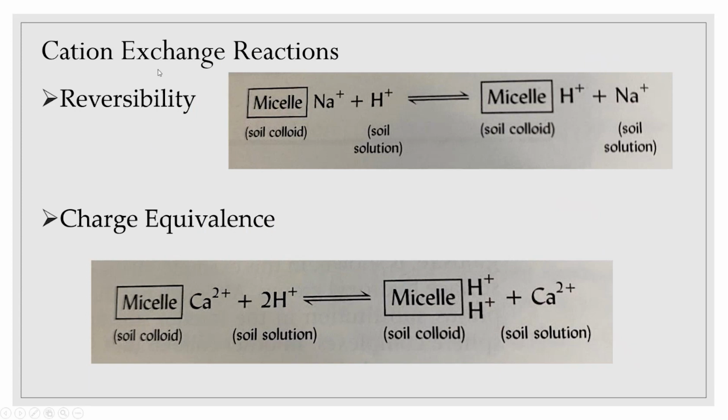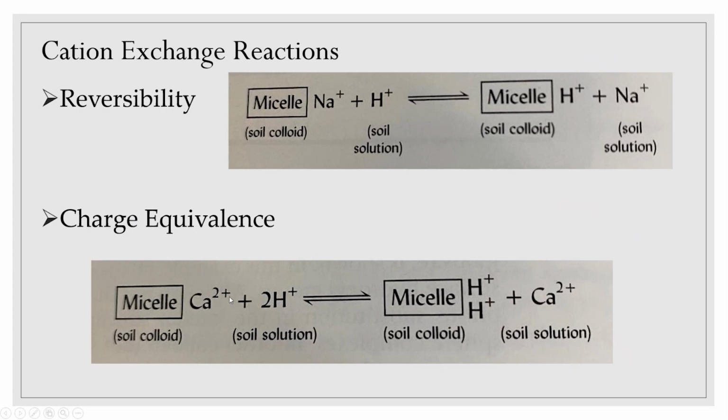Just a little bit about some of these cation exchange reactions is that it is going to take a 1-for-1, one charge in soil solution to bind or to adsorb or desorb to exchange with one positively charged ion. So this could be sodium, it could be ammonium, it could be potassium, going all the way back to that lyotropic series.